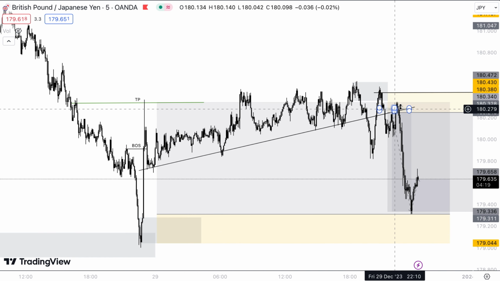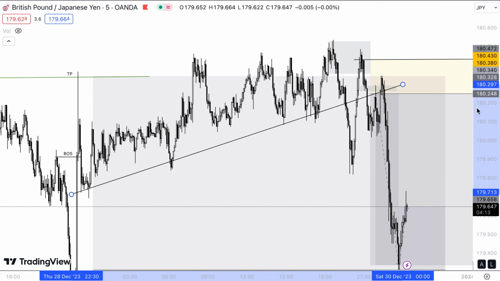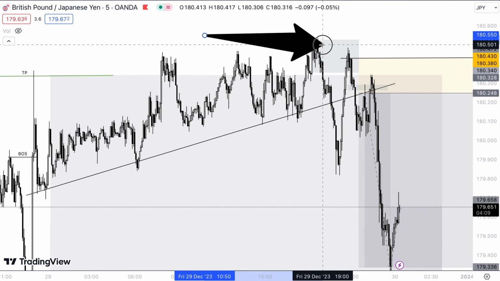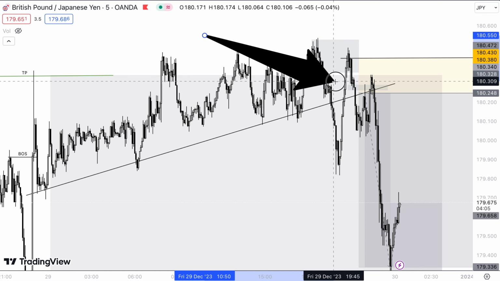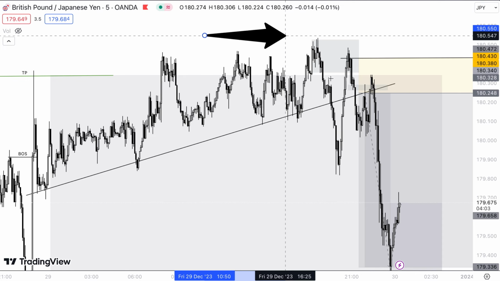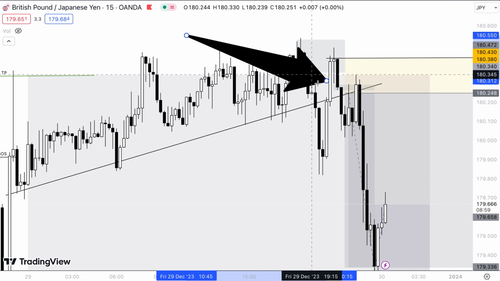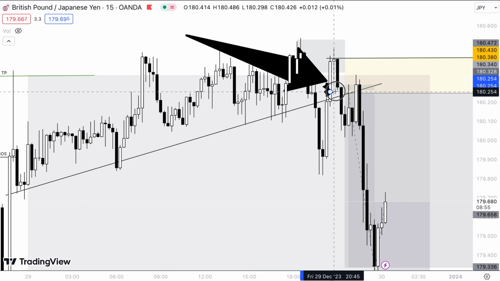I had this ahead of time before the news, and I was actually waiting for this to break, and it broke here, but I missed that first supply zone you can see right over here. I missed this zone right here, but luckily I was able to get in here on another gap on the higher time frame. On the 15-minute, we had a small gap right there.